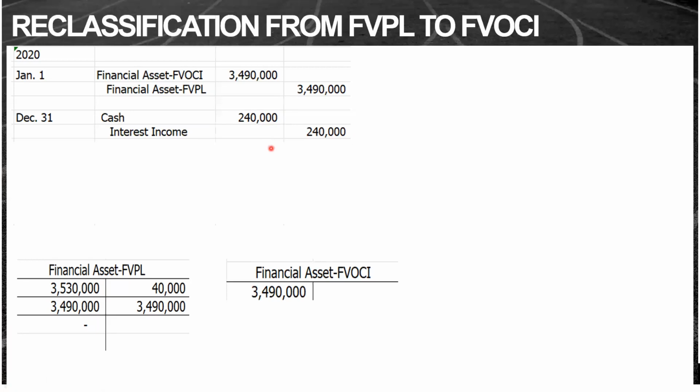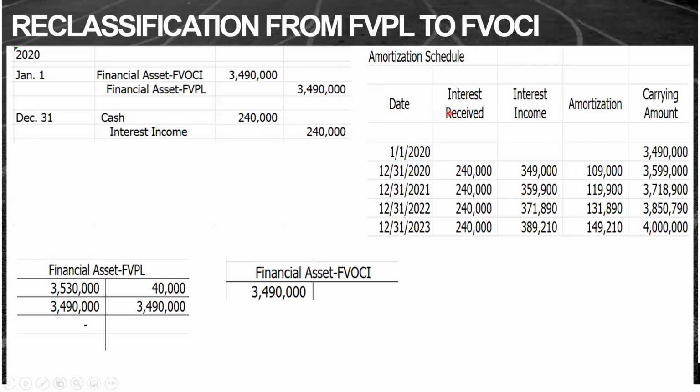Okay, tapos after this, we have to recognize, of course, amortization. So this is the amortization schedule. So start tayo with January 1, 2020. Yung carrying amount natin is 3,490,000. So ito yung ating schedule of amortization. You know already how to compute for this.